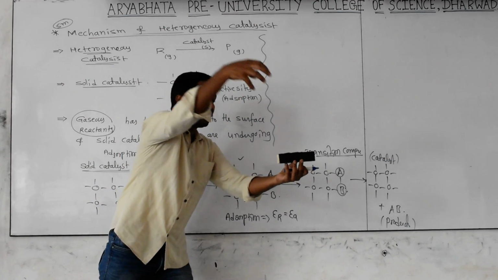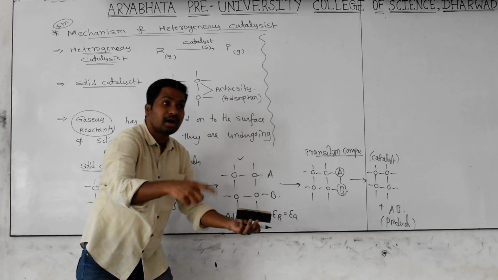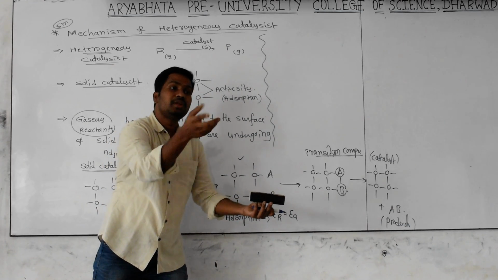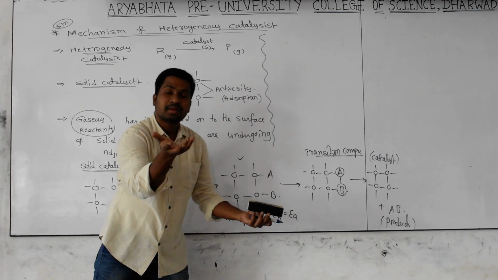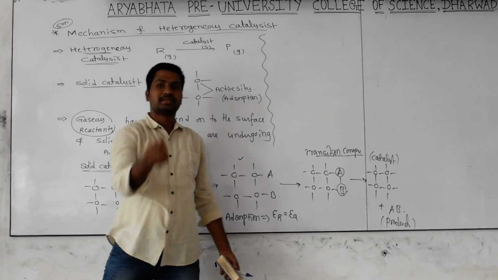What are they doing? All reactants will be coming onto the surface of the catalyst. Then in this unit area, the number of reacting particles will be increasing. That number of particles is called concentration. As the concentration is increasing, the rate of reaction is increasing according to the law of mass action. Are you getting it?